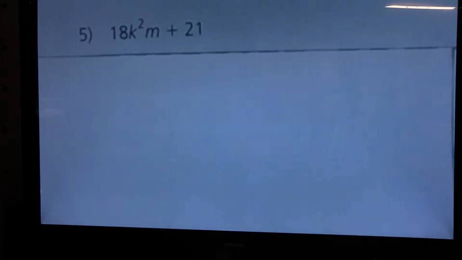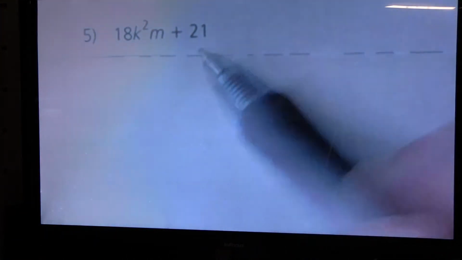Okay, some of my students were telling me that they had a lot of trouble with this problem that we're looking at. This is an algebraic expression, and what we need to do with it is write it another way. That's what we're focusing on. We're not focusing on how to simplify it or anything like that. We just want to write this another way. The reason we want to write it another way is because we want to demonstrate what we know about the distributive property of multiplication. Now, the expression says 18k squared m plus 21.